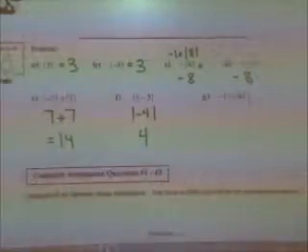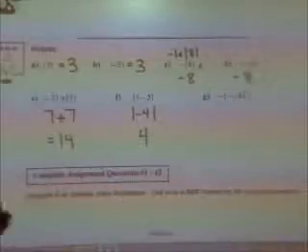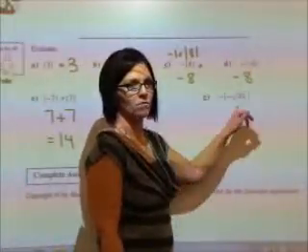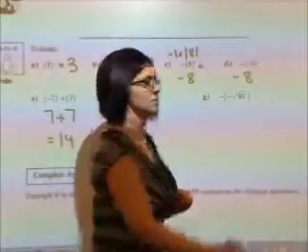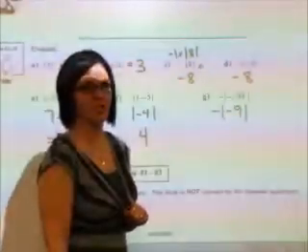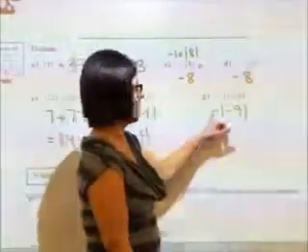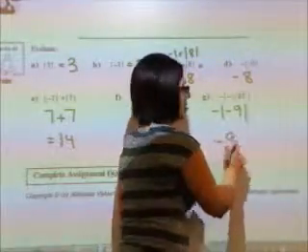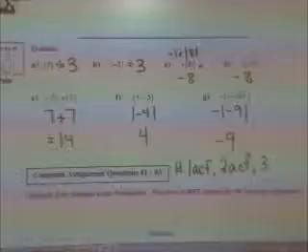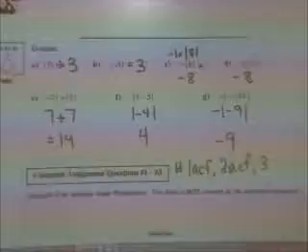And then the last one, I have the negative of the absolute value of the negative of the square root of 81. So start from the inside and work your way out. The square root of 81. So now I have the absolute value of negative 9, which is 9. And then the negative on the outside would make my final answer negative 9. So 5 or 6 minutes to do those questions, and then we'll move on to functions with absolute values.